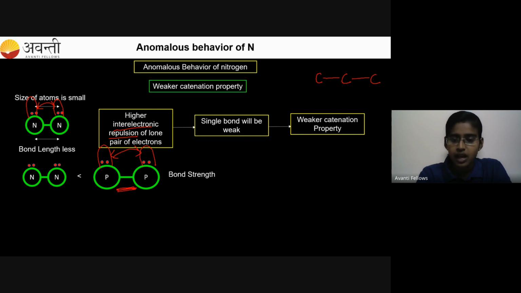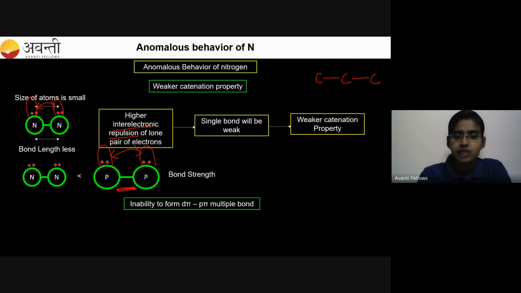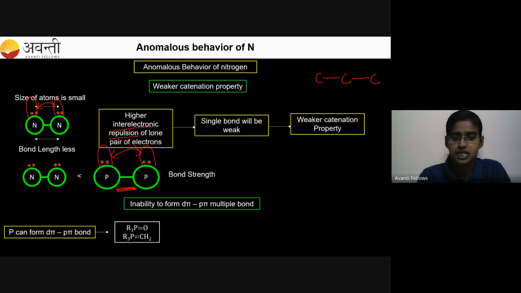Okay, and the next property, or I can say the sixth anomalous behavior of nitrogen, is the inability to form d pi p pi multiple bond. If a d orbital and a p orbital overlap in a sideways manner, they form that d pi p pi bond, right? That kind of bonding is not possible for nitrogen because it doesn't have a d orbital, right? But phosphorus can form this d pi p pi bond.